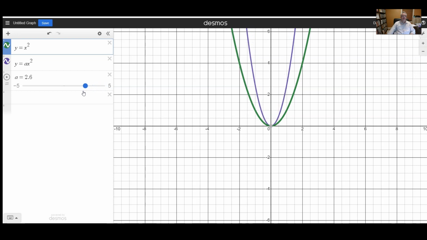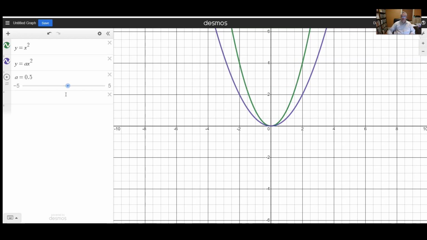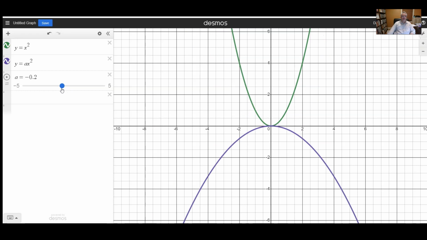If we slide a down so that it's a fraction between 0 and 1, we see that the purple graph is getting wider. All right, that's a vertical shrink. The points on the green graph are moving down. All right, and so the parabola gets wider, and then as we go to negative values of a, we see that in this case, since we have negative 0.2, it is wider and reflected down. And then as we make a get more and more negative, it gets skinnier, right? It gets kind of vertically stretched.